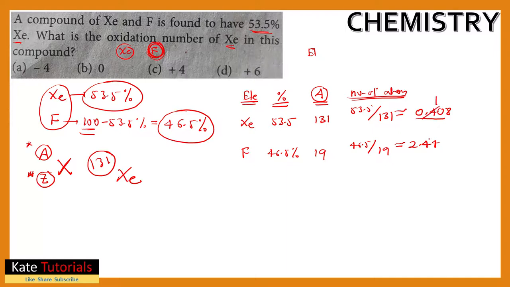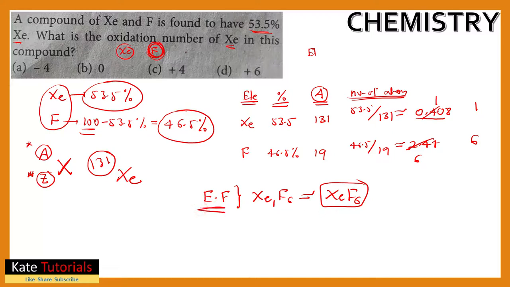So it is 4 to 24, meaning here I'll get the simplest ratio of 1:6, right? It means the empirical formula is nothing but xenon 1, fluorine 6. I can write it as XeF6. So this is the compound we'll get, whose empirical formula is XeF6, right?